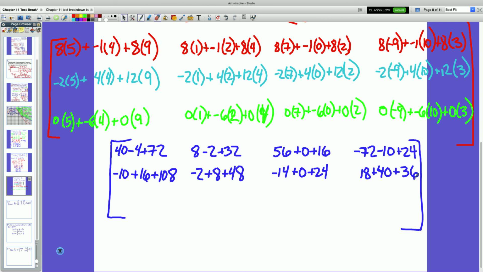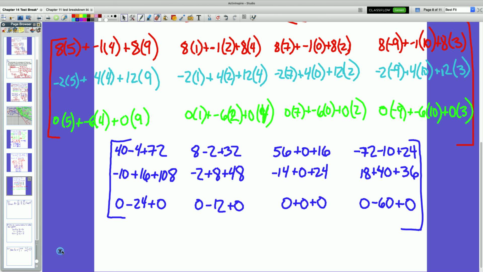And the last row, 0 times 5 is 0. Negative 6 times 4 is negative 24. 0 times 9 is 0. 0 times 1 is 0. Negative 6 times 2 is negative 12. 0 times 4 is 0. 0 times 7 is 0. Negative 6 times 0 is 0. 0 times 2 is 0. And 0 times negative 9 is 0. Negative 6 times 10 is negative 60. 0 times 3 is 0.